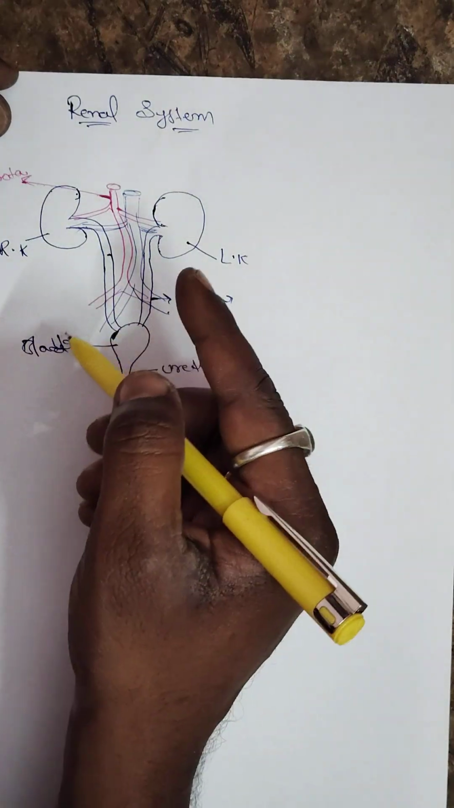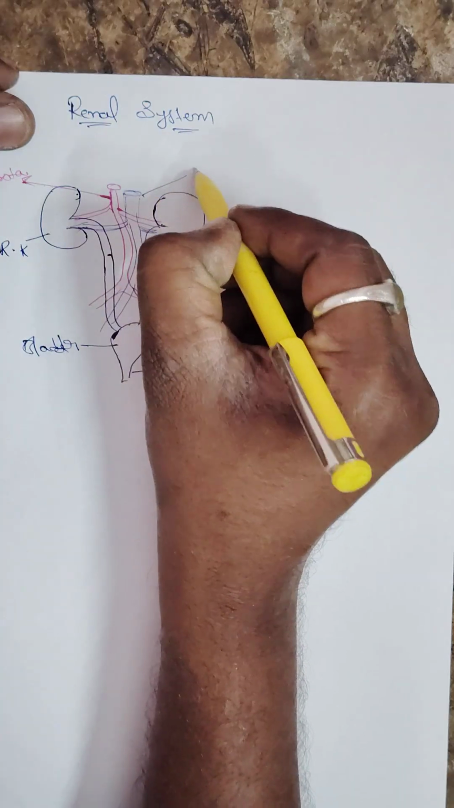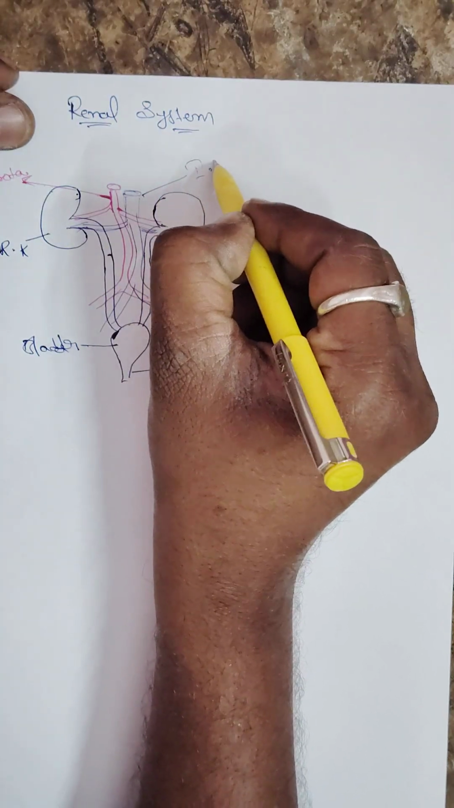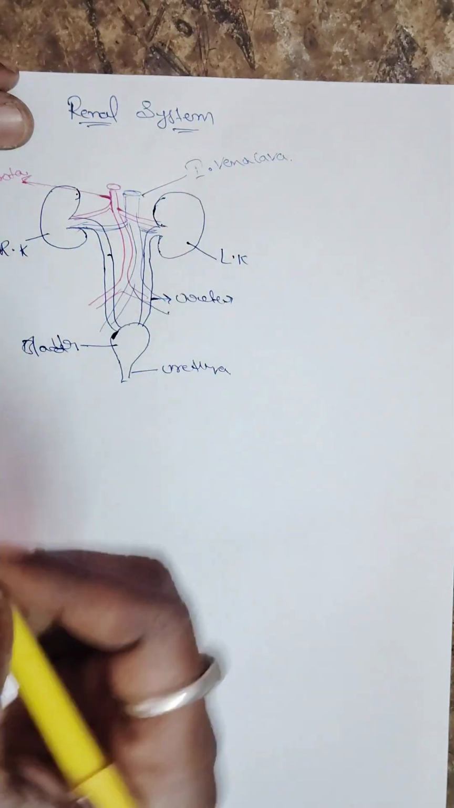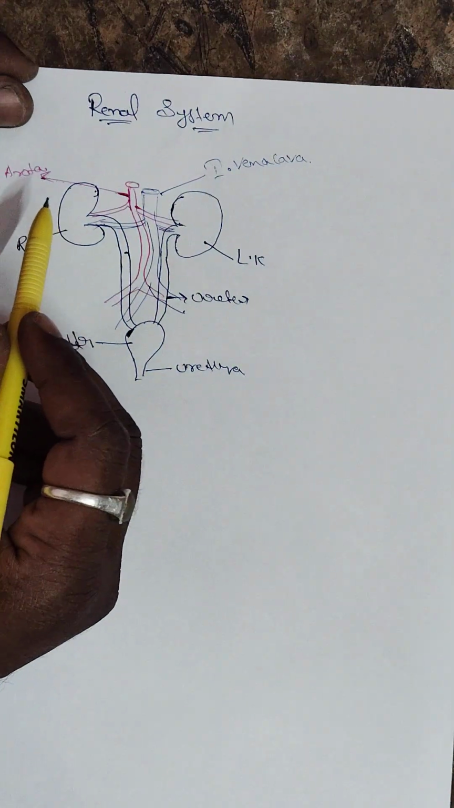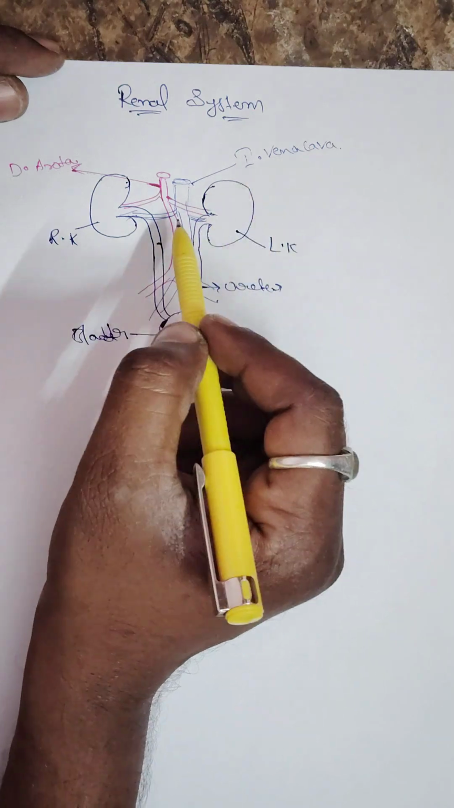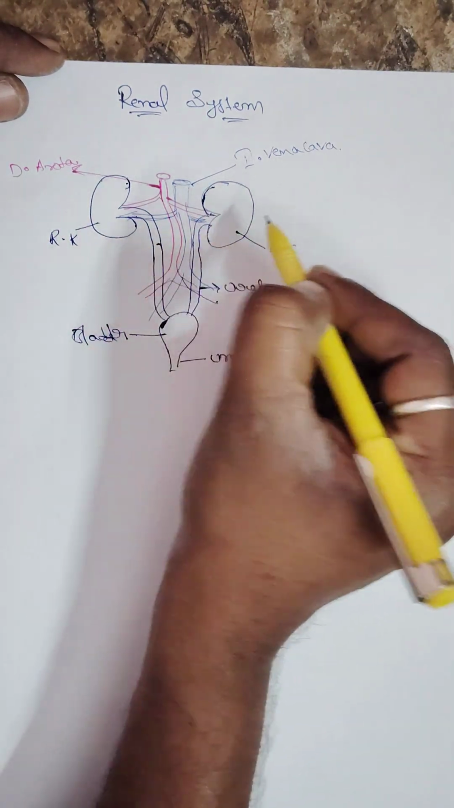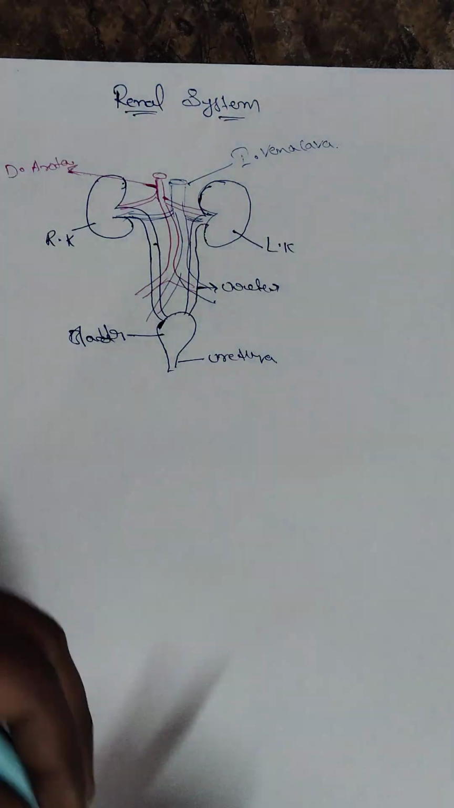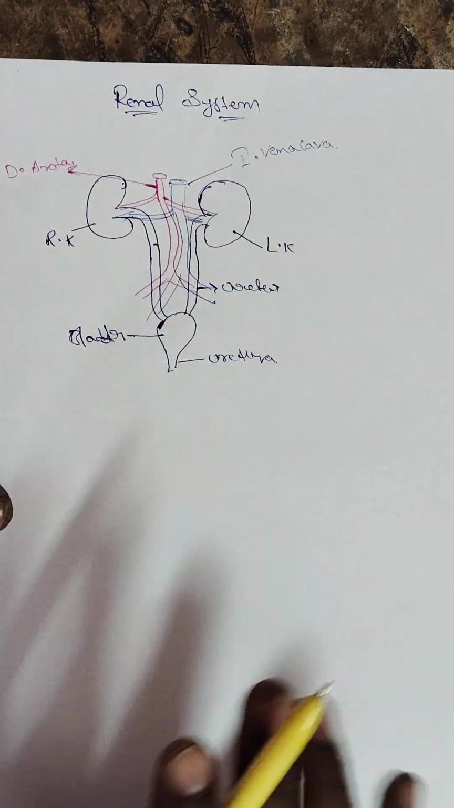What is the name? This is called the inferior vena cava. Which name? Inferior vena cava. So one is the descending aorta. One more is the inferior vena cava, which is connected to the kidneys. Right, so this is about the structure of the renal system.